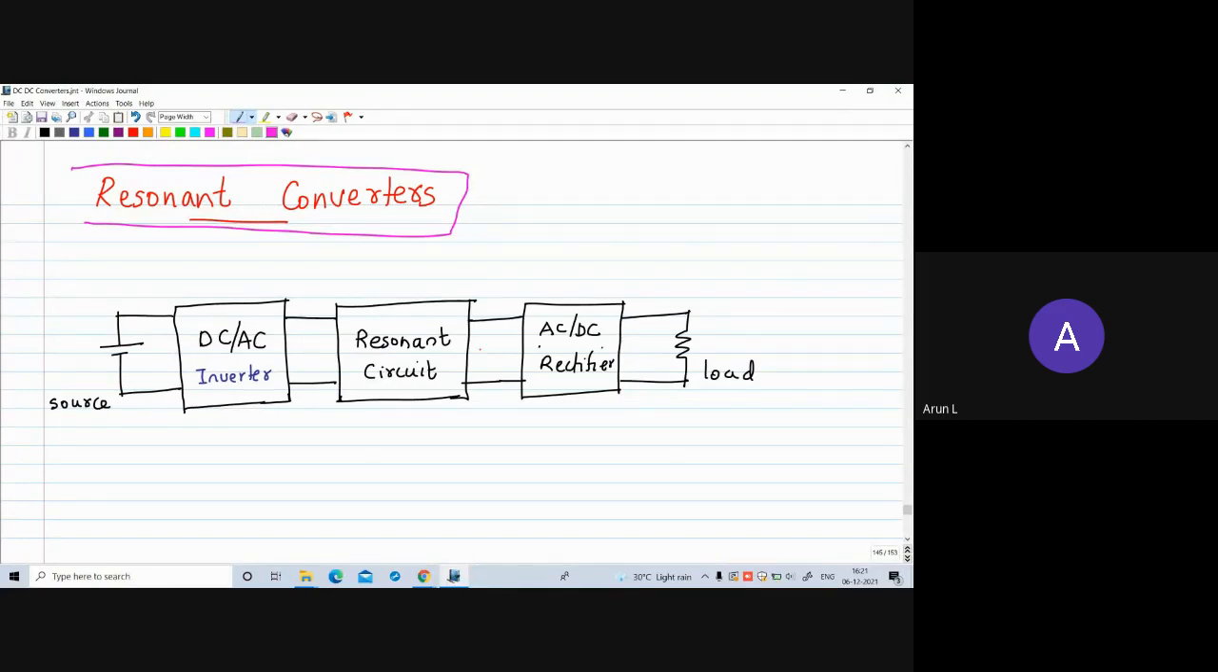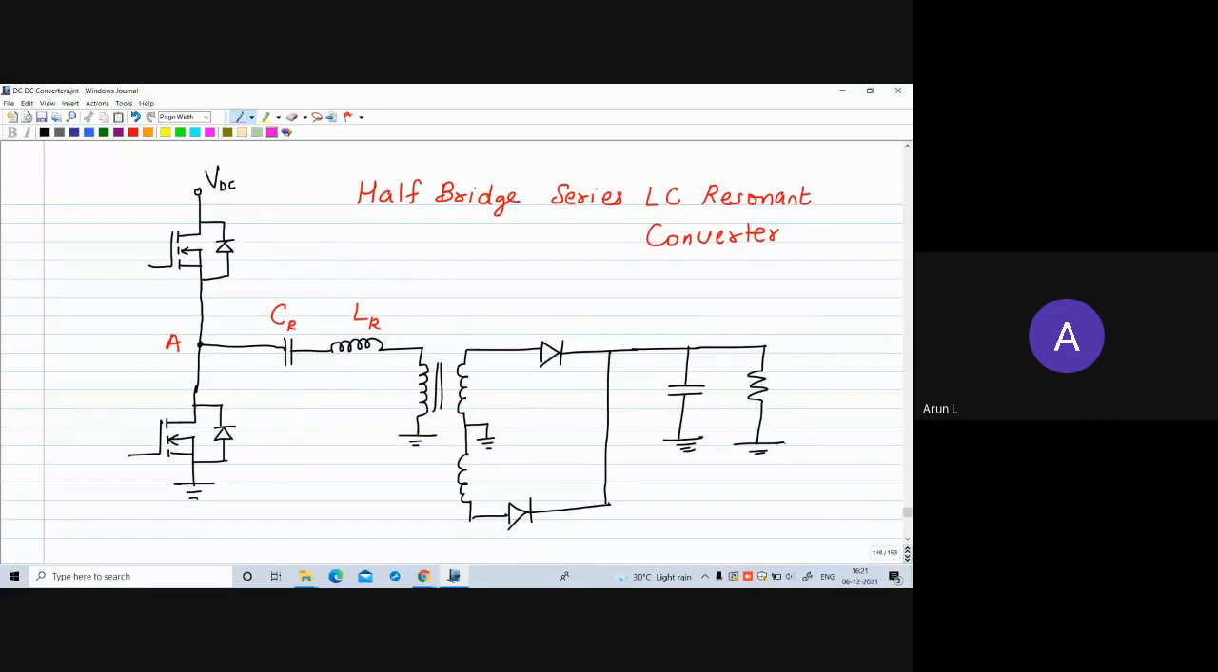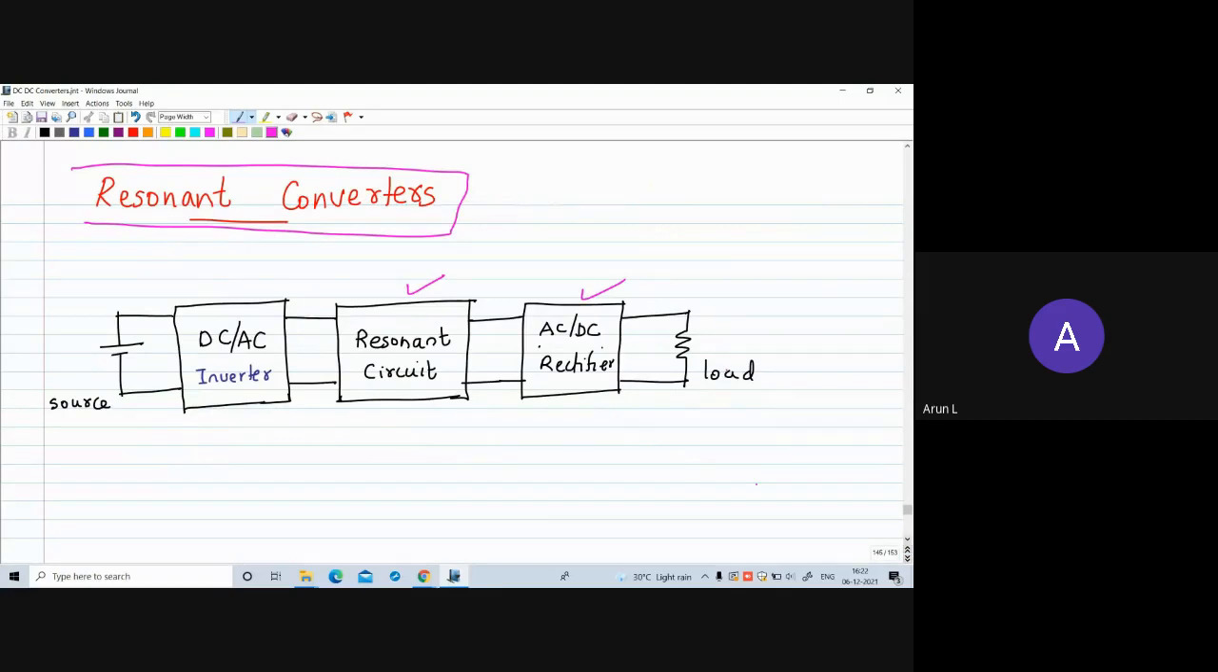So in resonant converters, you have a DC to AC conversion on the input side. There's an inverter and a resonant tank, a resonant circuit in between, and finally an AC to DC rectifier and a load. So this is a typical arrangement. All these circuits we have already seen.